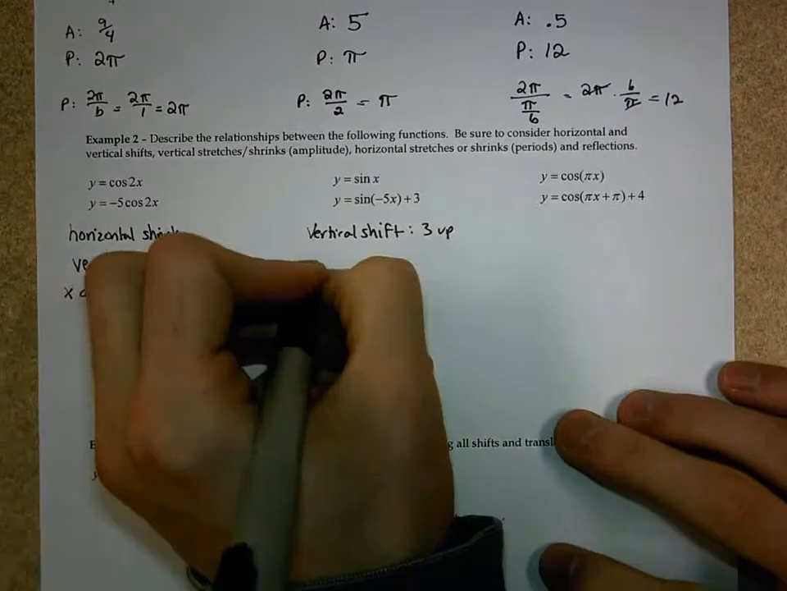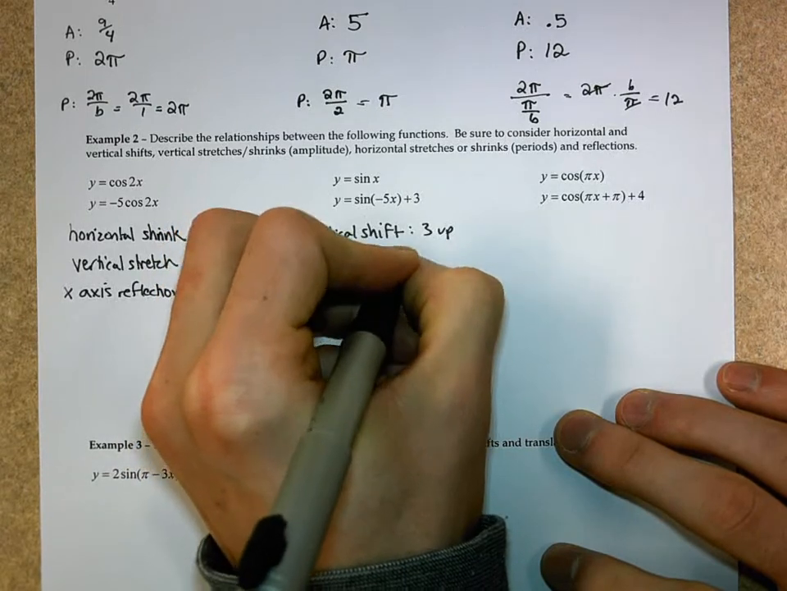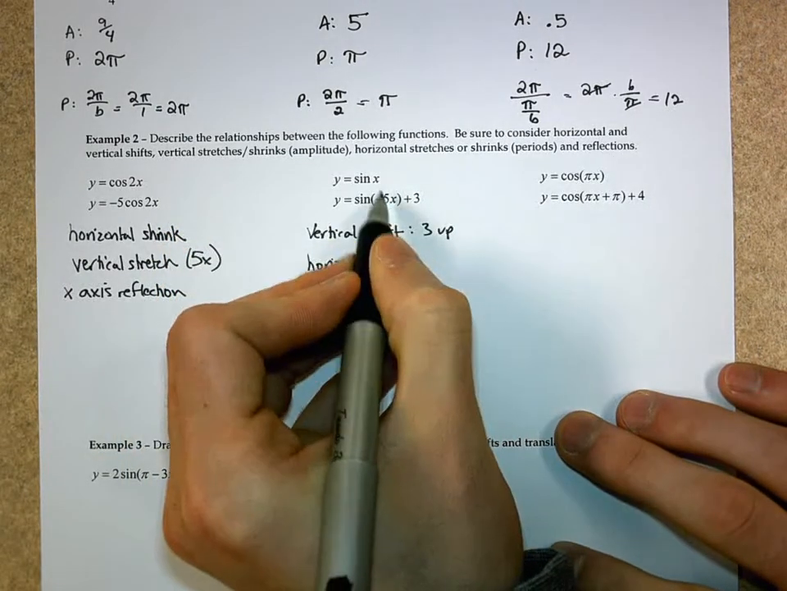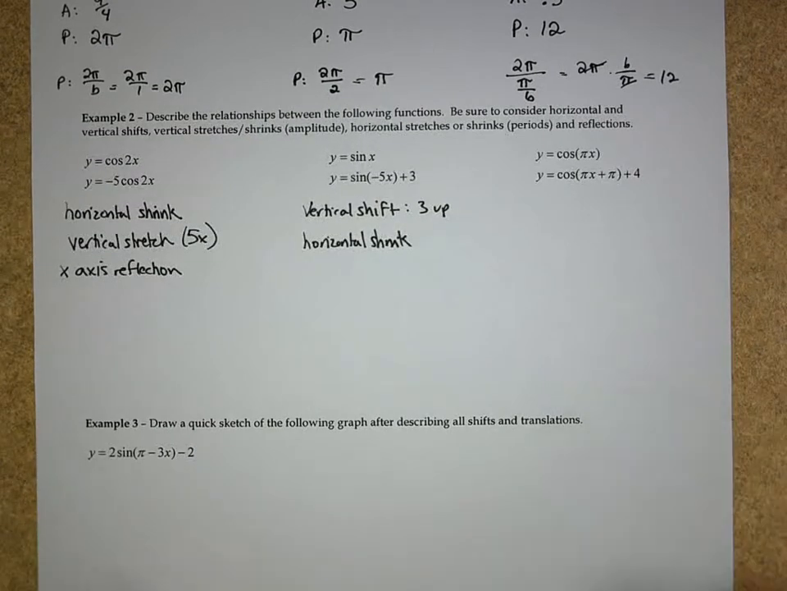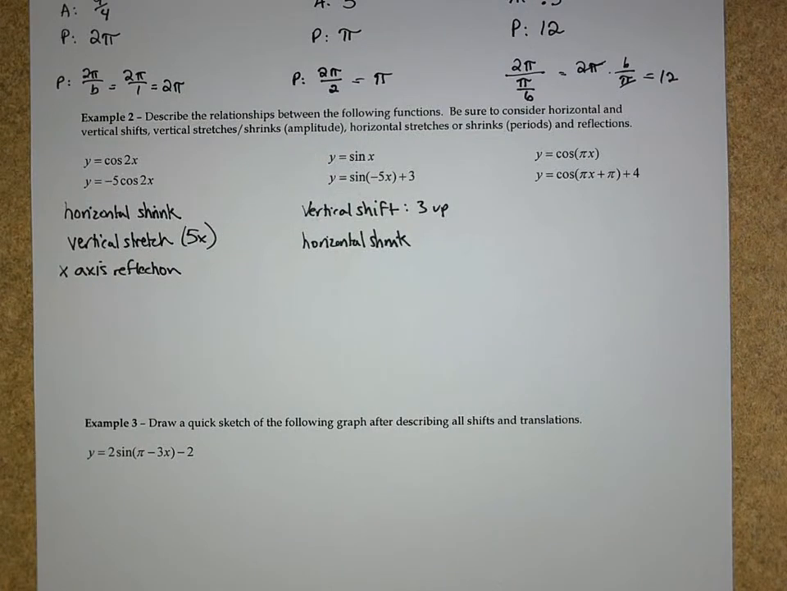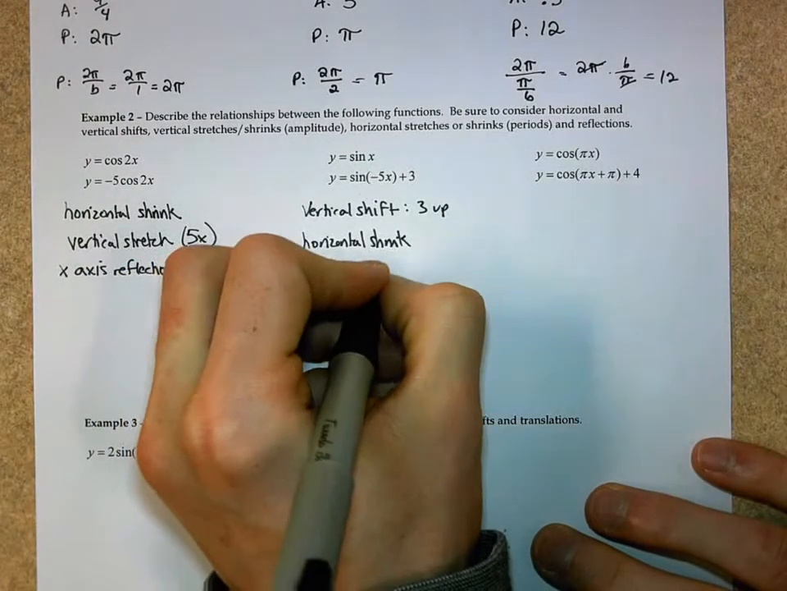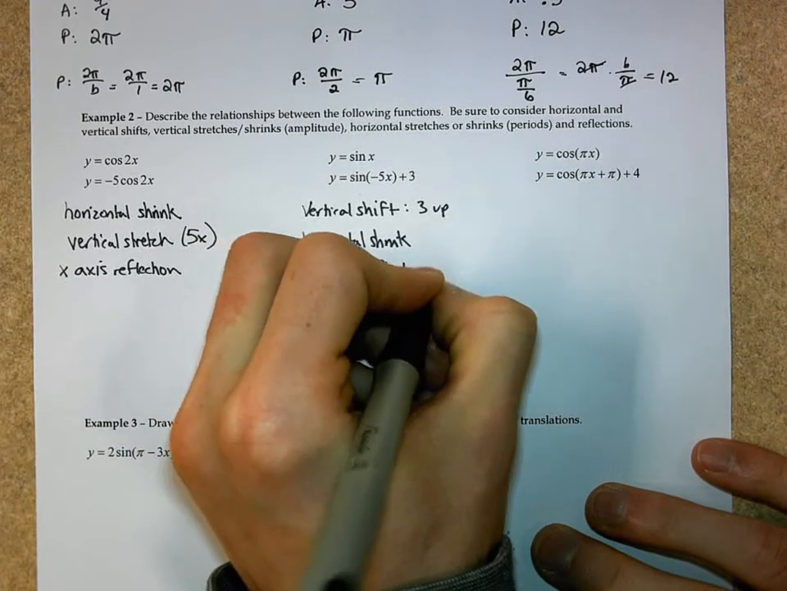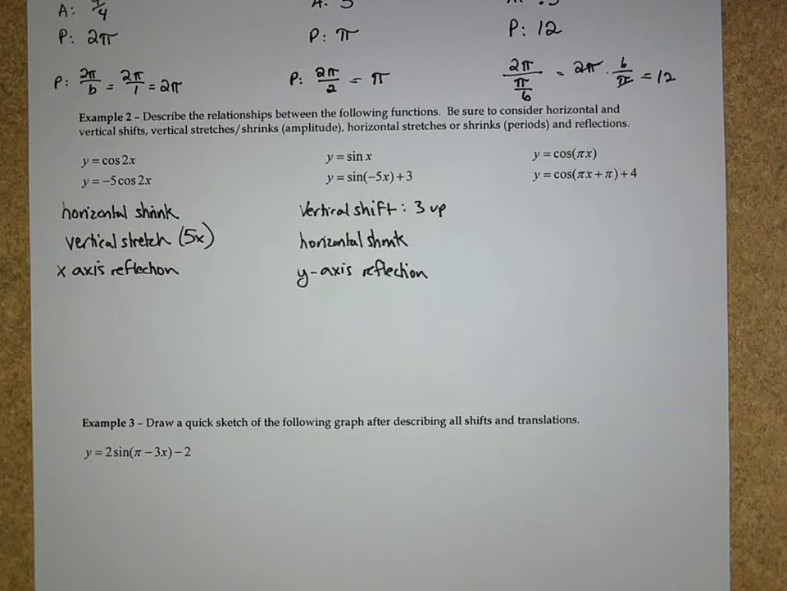We've got a horizontal shrink. Because of that 5 that's in front of the x, that's the b value. And when b is greater than 1, it is going to get more compressed. And we also have a negative inside the function. And a negative inside the function indicates a y-axis reflection, just as it did if we had the negative inside of the polynomials that we talked about earlier.